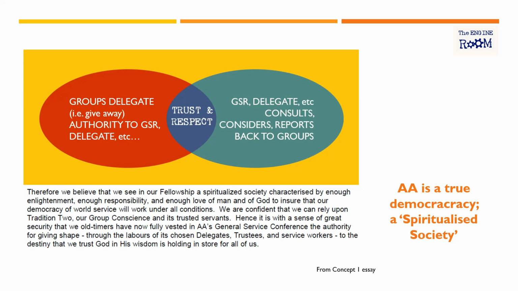AA is a true democracy, a spiritualized society. So this diagram here is how I like to represent, in particular, tradition 2. Groups delegate or give away authority to the GSR, the delegate, etc. So, we talk about groups having the ultimate authority, but how do they express it? By giving it away, because it's the most spiritual thing one can do with authority. Who wants to be the actor running the show? You bounce all the way back to step 3. Now, there's trust and respect in the middle, and in return, the GSR, the delegates, the board, whomever, consult, consider, report back to the groups.